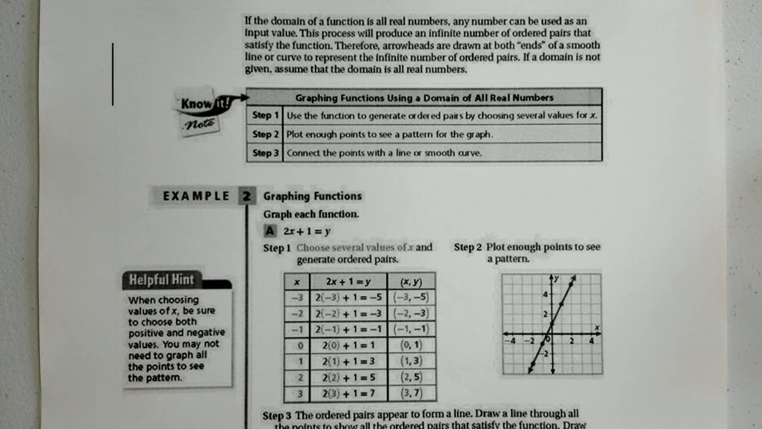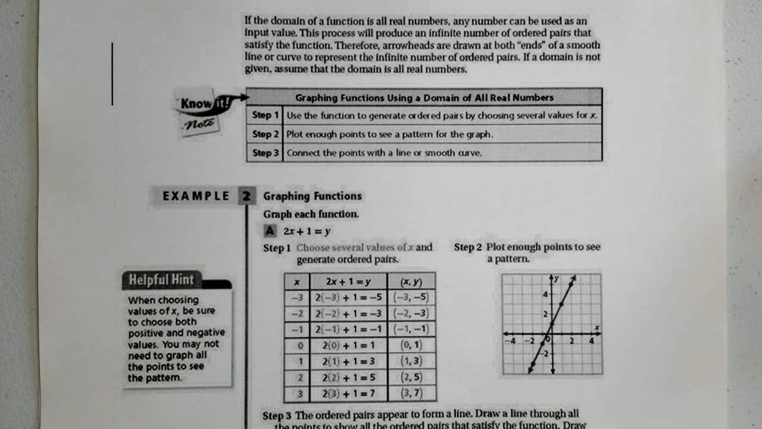Step 1, use the function to generate ordered pairs by choosing several values for x. Step 2, plot enough points to see a pattern for the graph. And then step 3, connect the points with a line or a smooth curve.